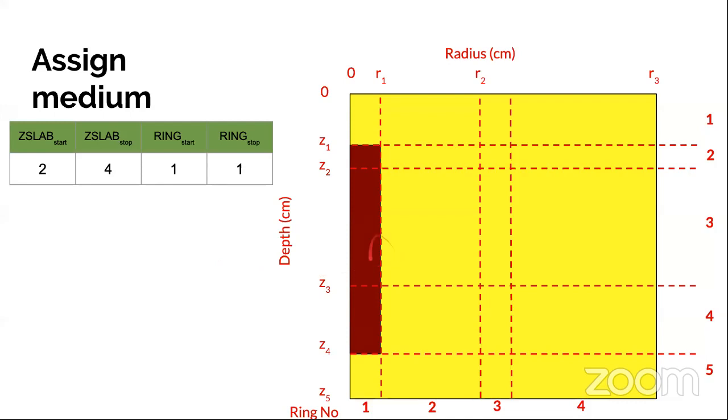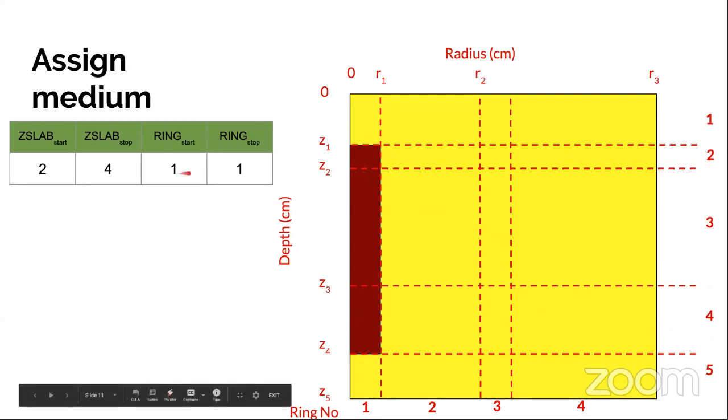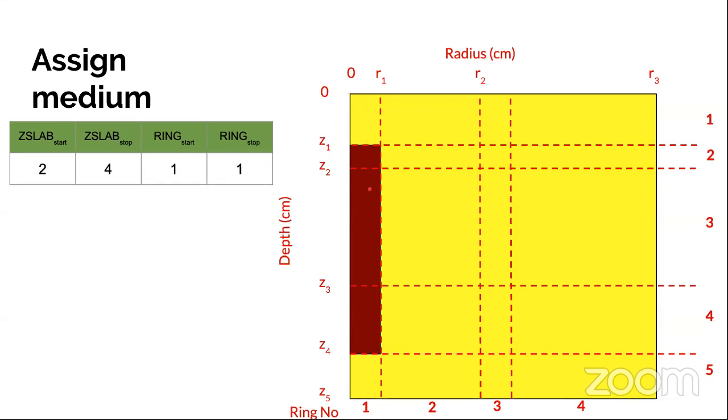So we're assigning this medium to these regions. Z is 2 to 4, so here. And the ring is 1 to 1, so 1 and 1, stop there. So if we had this to be 2, then we're going to fill also these regions here on the side. Okay, clear?